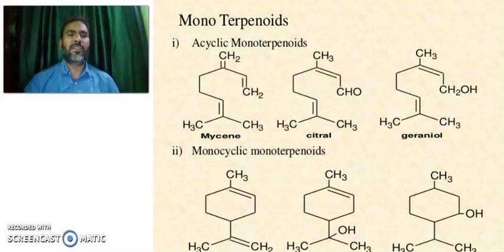My friends, now you can see examples of monoterpenoids. Acyclic monoterpenoids: myrcene, citral, and geraniol. These are examples of acyclic monoterpenoids because there is no cycle. Now monocyclic monoterpenoids: limonene, this one is alpha terpineol, and this one is menthol.